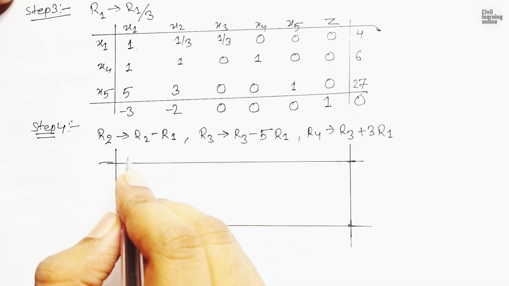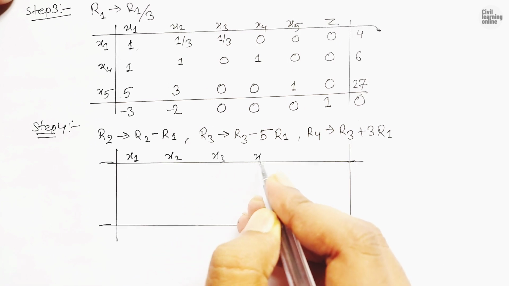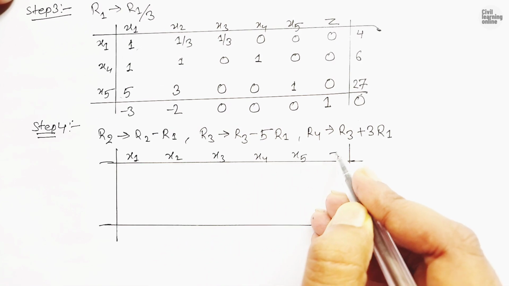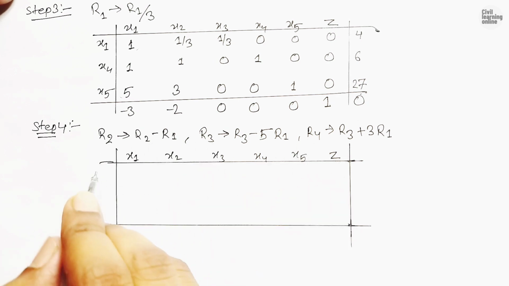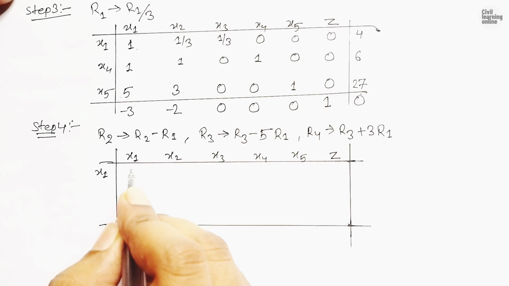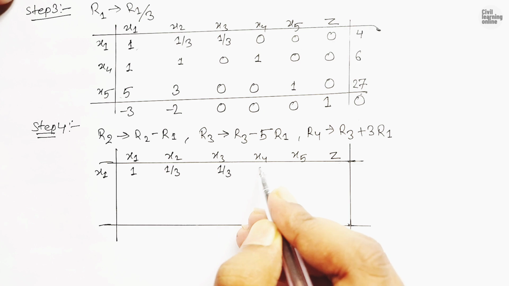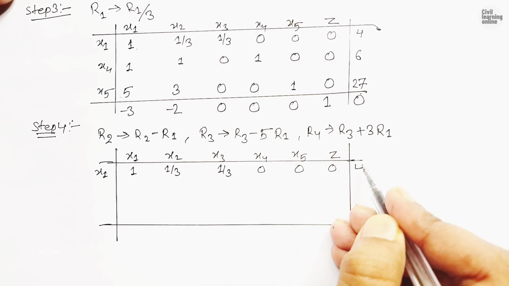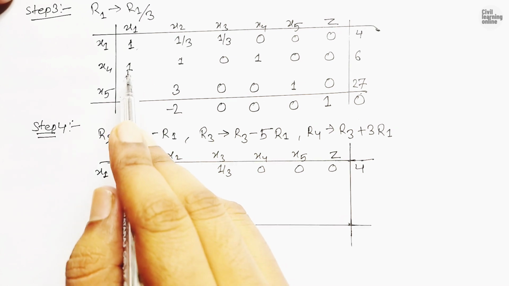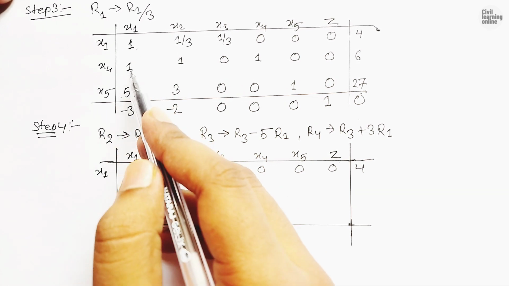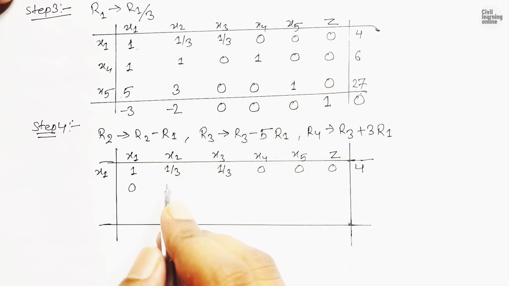So rewrite the elements as it is: x1, x2, x3, x4, x5, z, and we are doing operation on R2, R3 and R4. So we write the elements of R1 as it is. So it is 1, 1 by 3, 1 by 3, 0, 0, 0 and 4. Now we have to do operation on R2. So R2 element is 2 minus R1. So 1 minus 1 is going to be 0 here. 1 minus 1 by 3 is going to be 1.